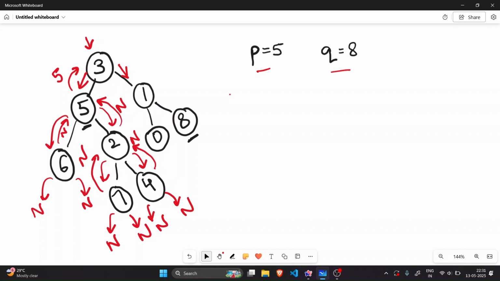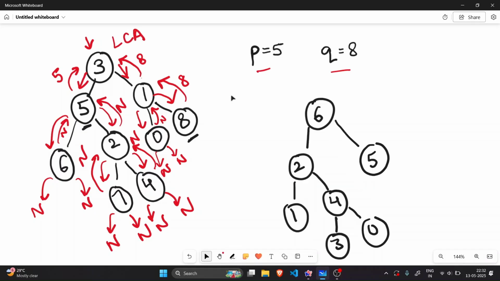And then from 3, we will go towards its right. We'll check if 1 is either p or q. It's not. We'll go to its left child, 0, null, and then 0 will also return null. And then from 1, we'll go towards its right child, which is 8, which is q. So now that we have found q, we will return q only, which is 8. From here, we will return back 8. So the first node whose left and right children's values are both not null, that node will be our lowest common ancestor.